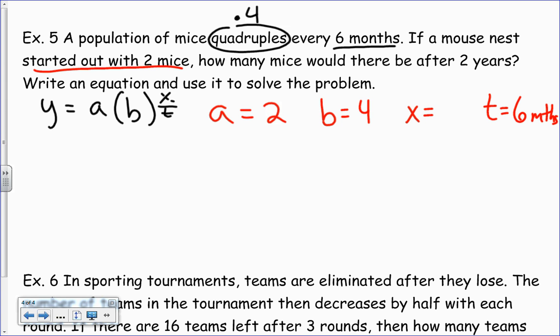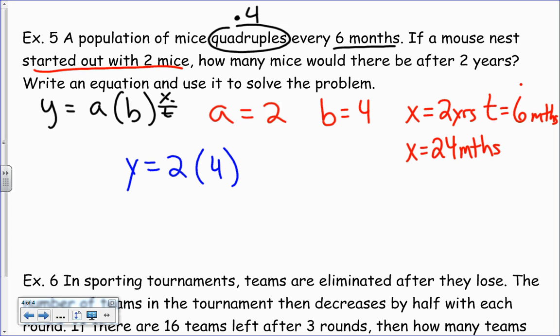How many mice would there be after 2 years? So X is 2 years. Now we want to convert years to months. 1 year there's 12 months, so in 2 years there are 24 months. The reason we converted to months is because the t value was in months. So we plug our items in. We got y equals 2 times 4 to the 24 over 6. And that gives us 512 mice.